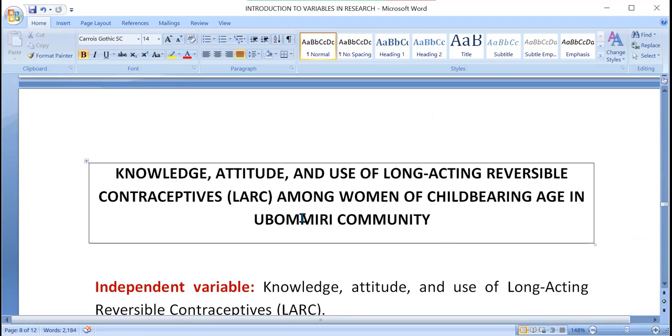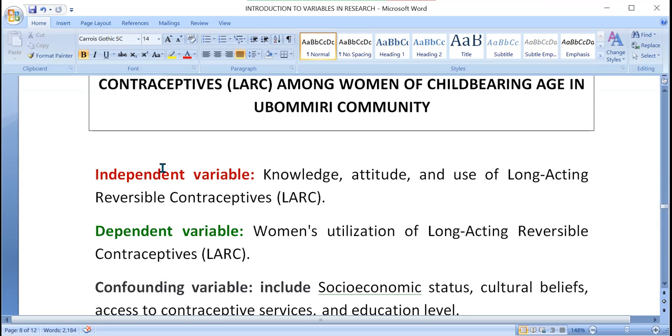Let's take another example. Knowledge and attitude and use of long-acting contraceptives among women of childbearing age in the Ubomiri community. The independent variable, that is the variable that we are interested to measure, is knowledge, attitude, and use. We're trying to measure the knowledge and attitude, whereas the dependent variable is women's utilization of long-acting reversible contraceptives.